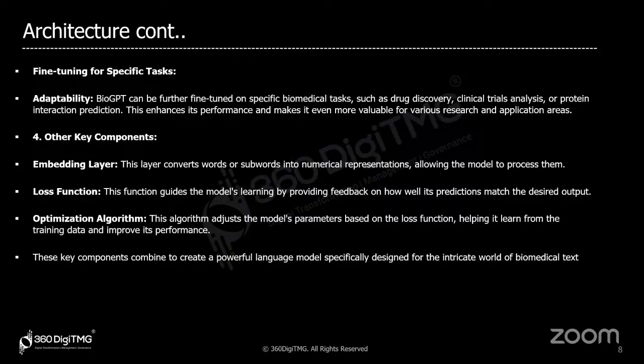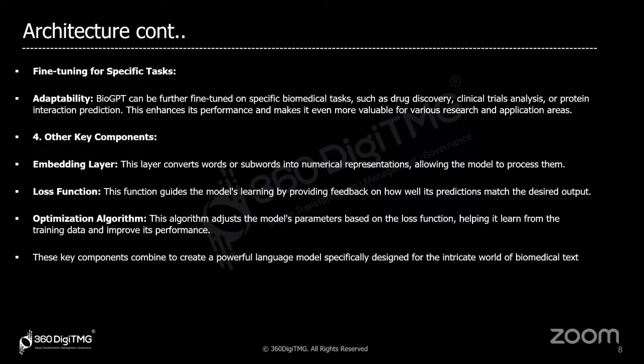For that, we have adaptability. BioGPT can further be fine-tuned on specific biomedical tasks, such as if someone wants to use it for drug discovery analysis, or for question answering, or for different purposes. They can fine-tune this pre-trained model and use it for their own purposes. So we can use it for drug discovery, clinical trial analysis, or protein interaction predictions. This enhances its performance and makes it even more valuable for various research and application areas.